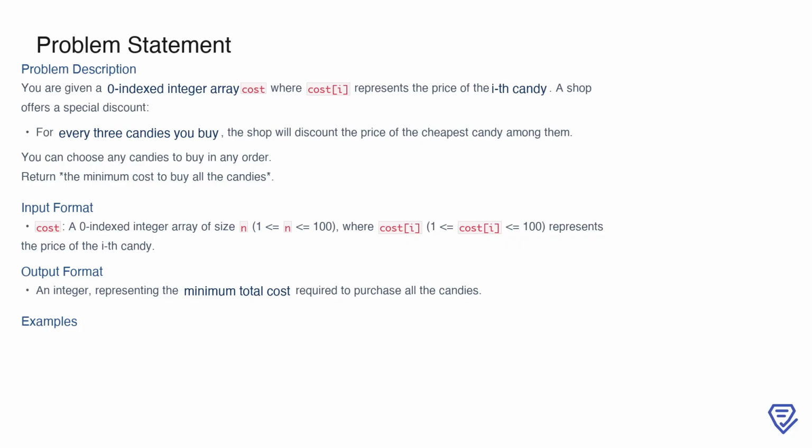The input for the problem is the cost array, which has between 1 and 100 elements, where each price value is between 1 and 100. The output is a single integer that represents the minimum total cost to purchase all the candies.